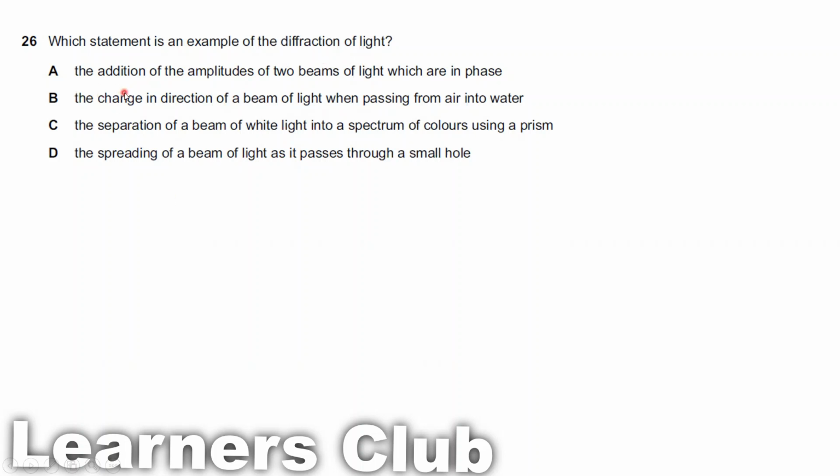Option A. The addition of the amplitudes of two beams of light which are in phase. So here they're talking about two amplitudes being added when they are in phase. So here they're talking about constructive interference. So this is not the option.